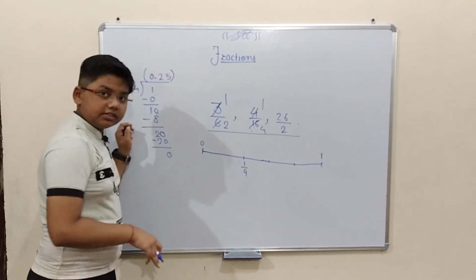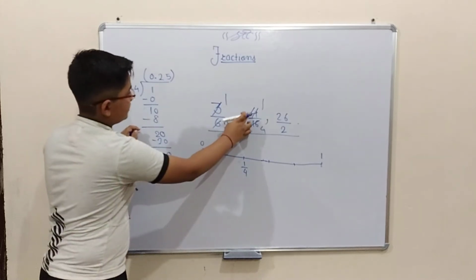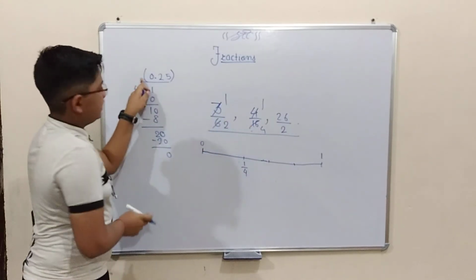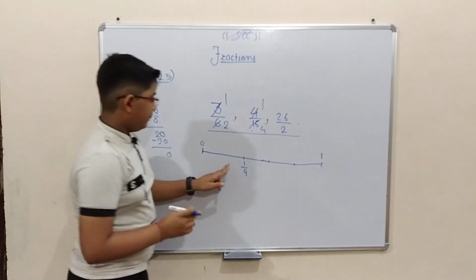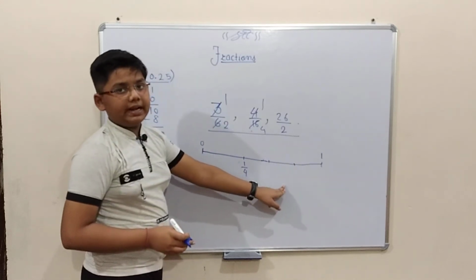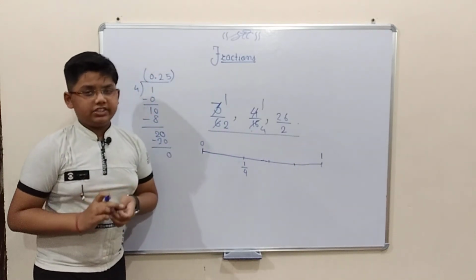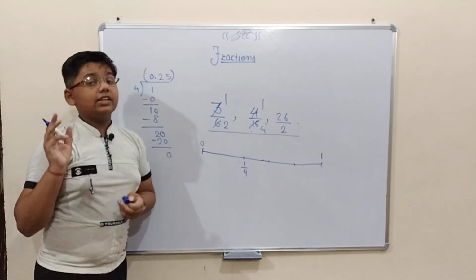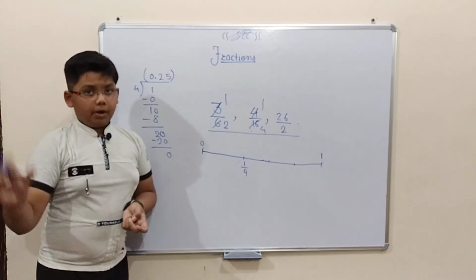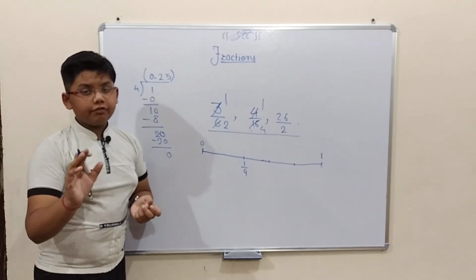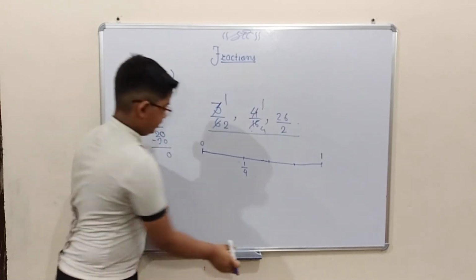That means we can further simplify fractions. In this case we simplified 4 by 16, that is 0.25, and we plotted that number on a number line also. Now there are types of fractions. What are the types of fractions? There are 3 types of fraction: proper fraction, improper fraction and mixed fraction.